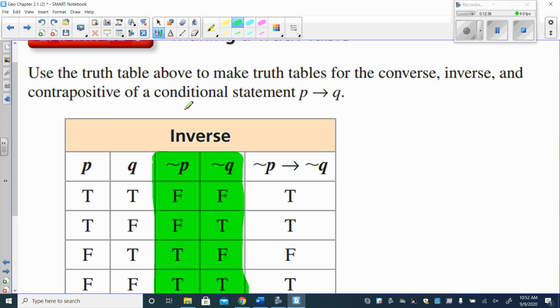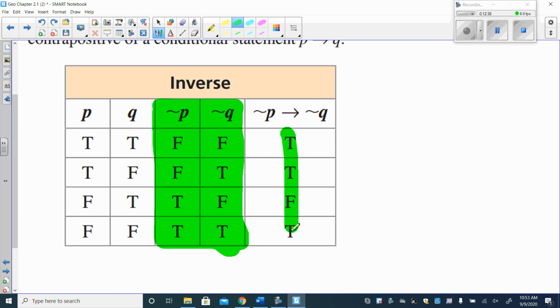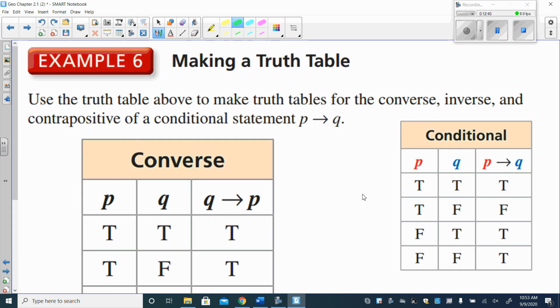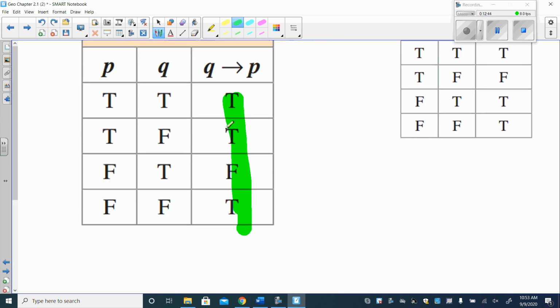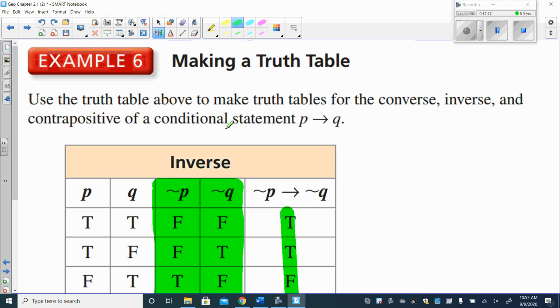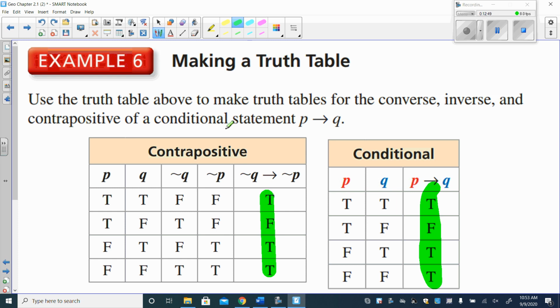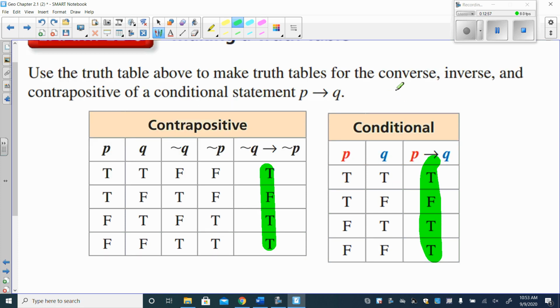Now if we look at the inverse, true, true, false, true. And the converse, true, true, false, true. These line up as well. So the converse and the inverse will have the same value. The contrapositive and the conditional will have the same value. So that's all we're going to cover on this. We're not going to worry about the other truth tables.